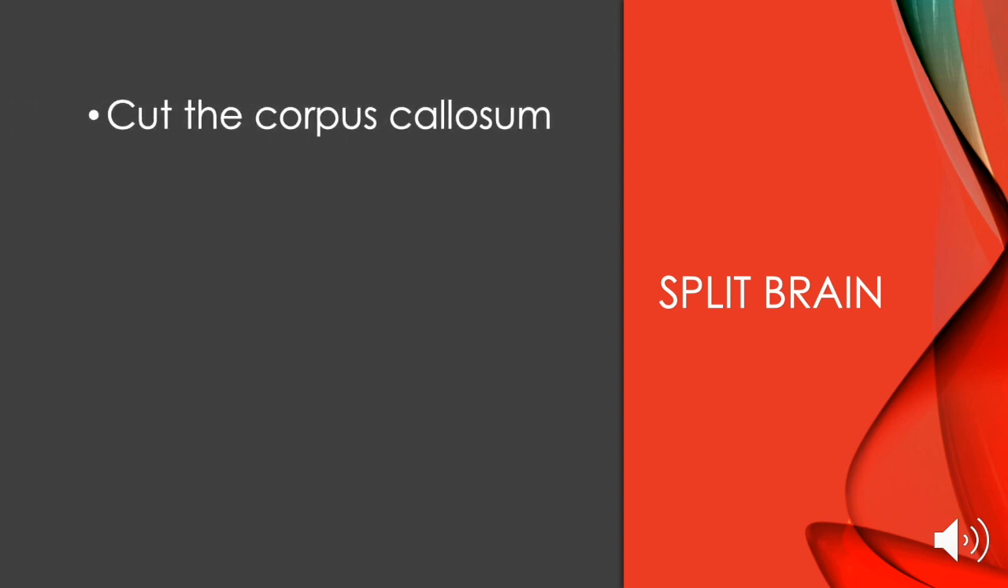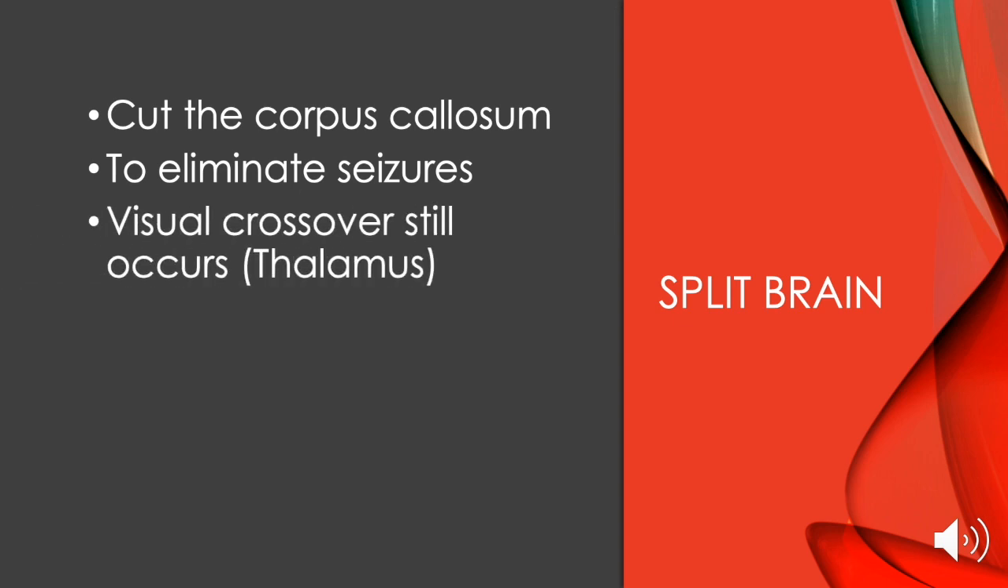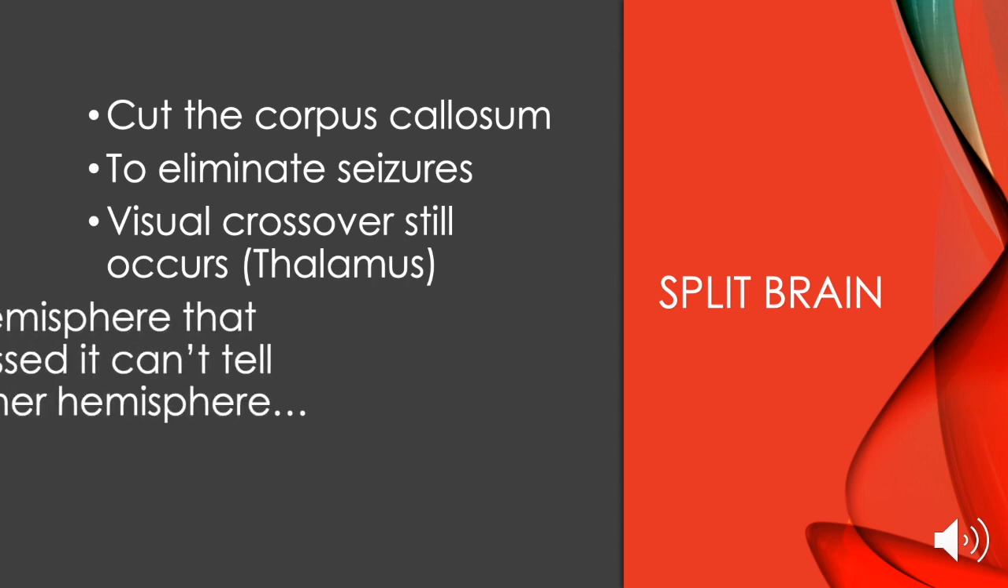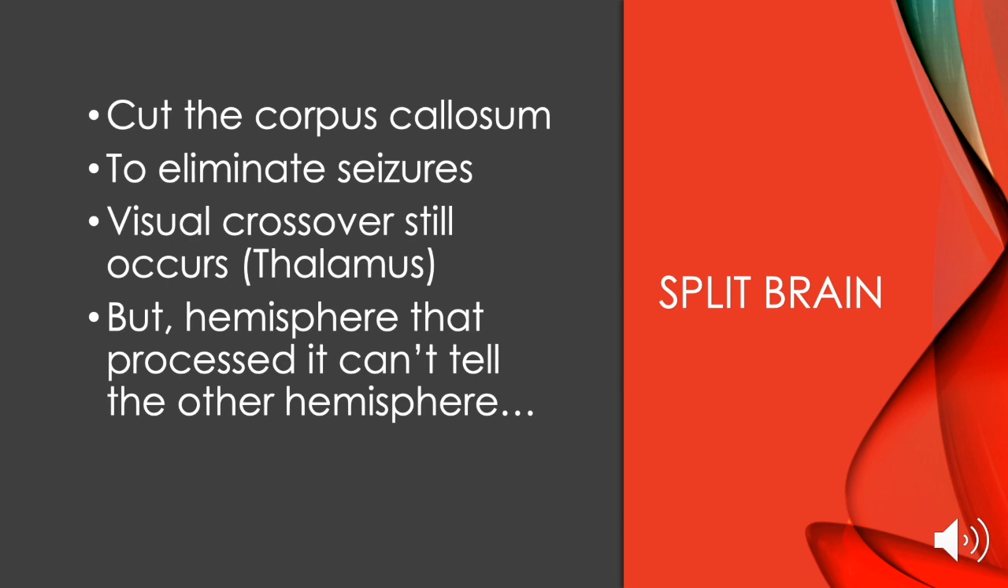So when we cut the corpus callosum, one of the benefits is that it eliminates seizures. Those seizures are caused by kind of over communication, we believe, in the brain between the two hemispheres. And when that happens, the visual crossover still occurs. The thalamus is still functioning. It's still sending that information to the other side. However, the hemisphere that processes it can't tell the other hemisphere what it has processed.